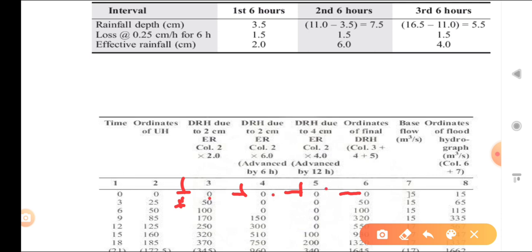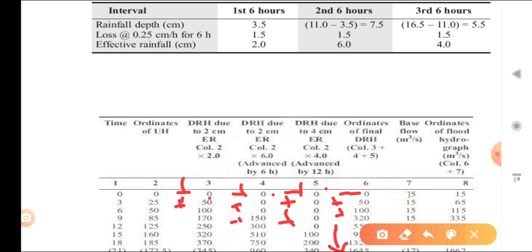Now next, you can add 50 plus 0 plus 0, so it will be 50. Next, it will be 100 plus 0 plus 0, it will be 100. Next will be 170 plus 150 plus 0, it will be 320. Similarly, you can follow the same process. Okay, and also the base flow is given.